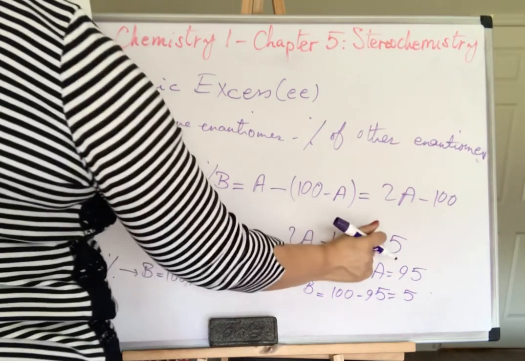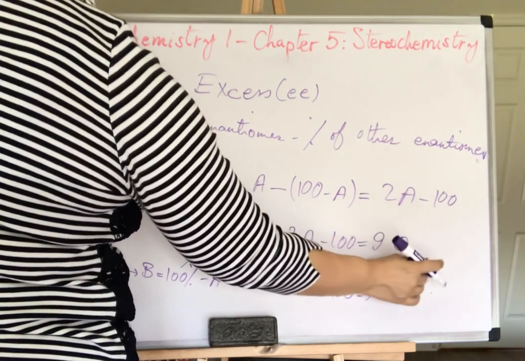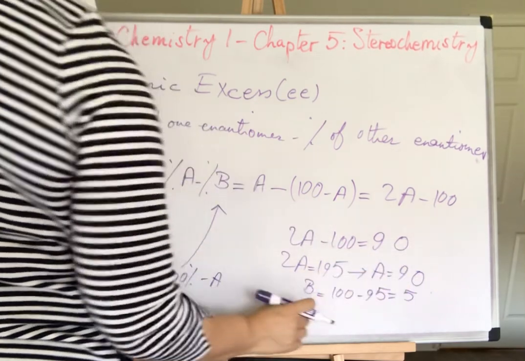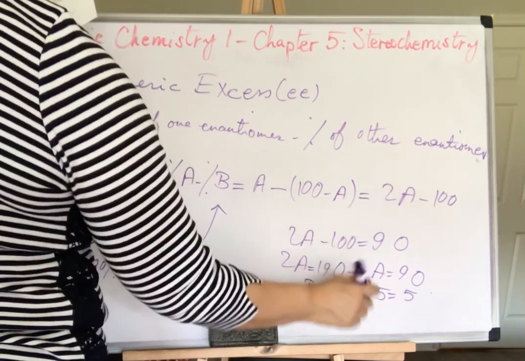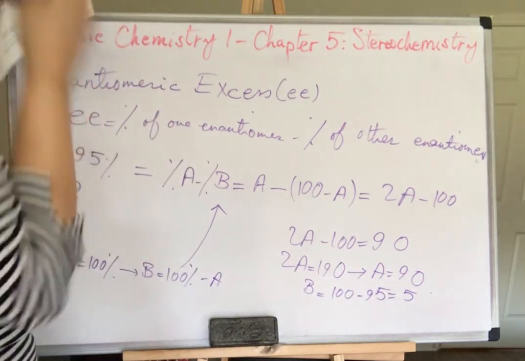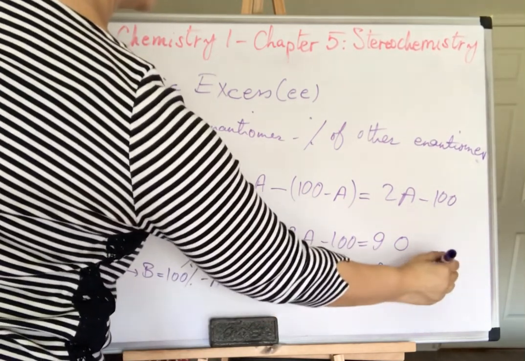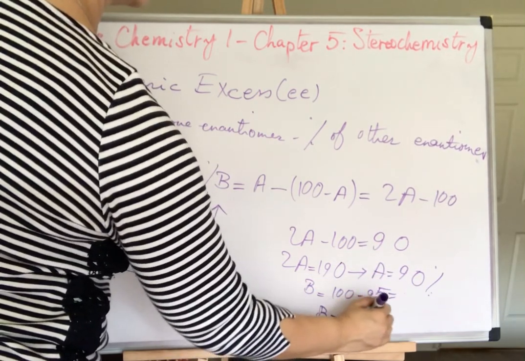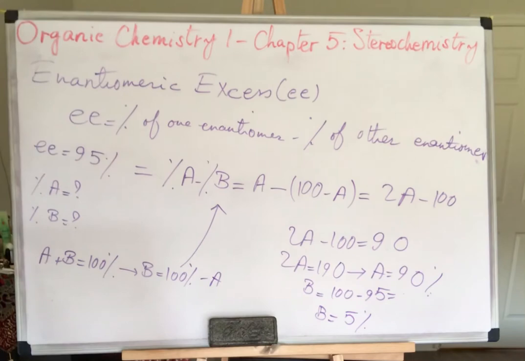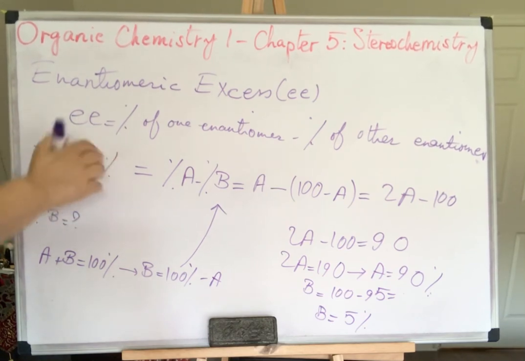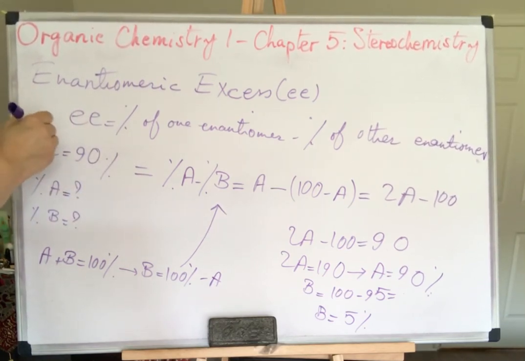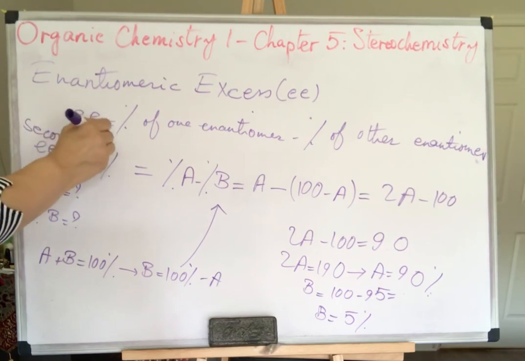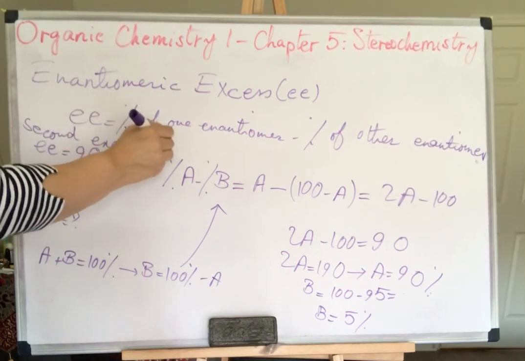Sorry, I was working with the 90%, the second example. So it's 90% A and 5%. You can do the same thing for the first one, so don't forget, this is the second example. You can do it for the first one also.